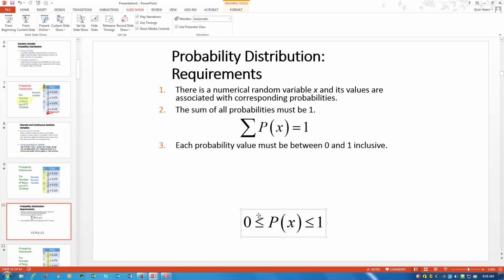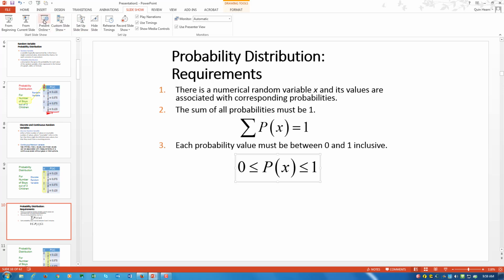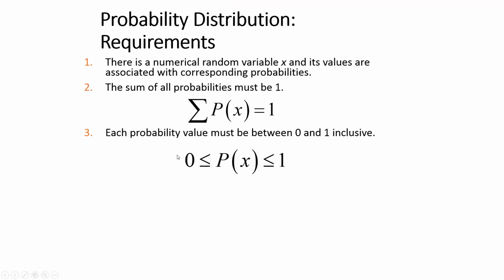All right. There is a numerical random variable x, and its values are associated with some probabilities. Okay? It doesn't necessarily have to be 0, 1, 2, and 3. It could be other values, but we have a list of x values associated with probabilities. The sum of the probabilities has to add up to 1, like we just talked about. And also, obviously, since these are supposed to be probabilities, each individual probability should be between 0 and 1.